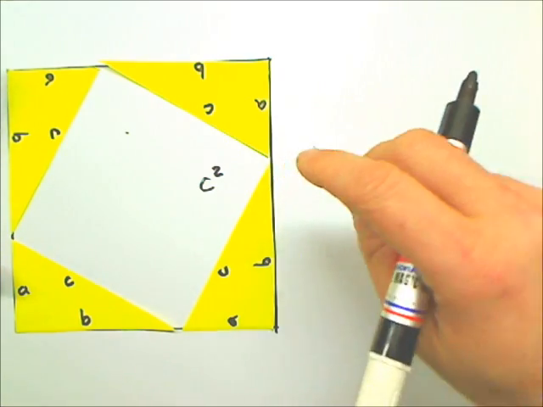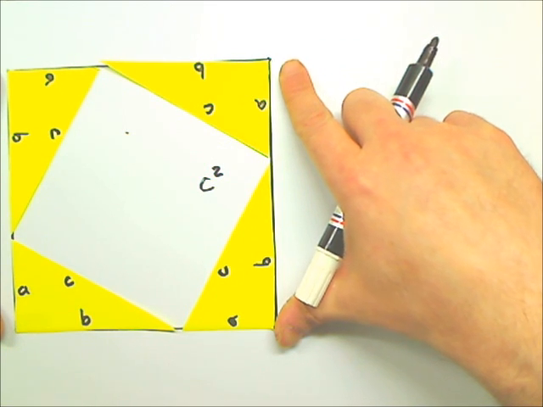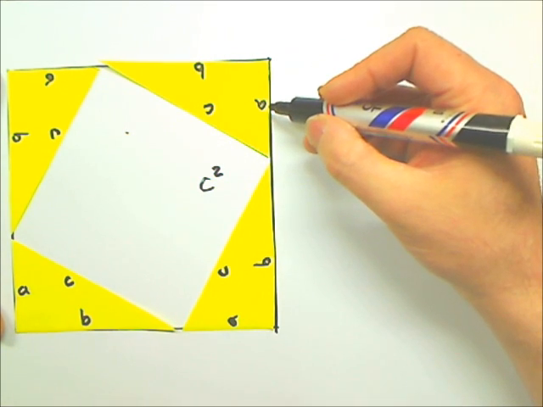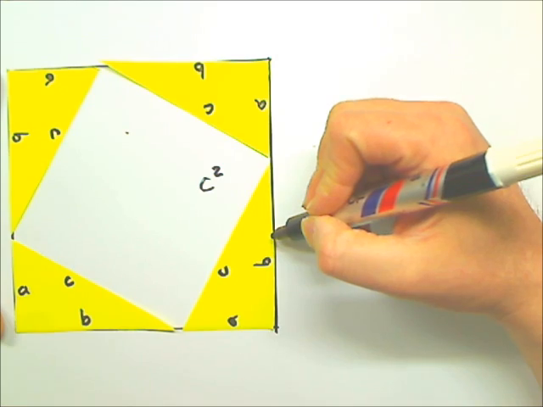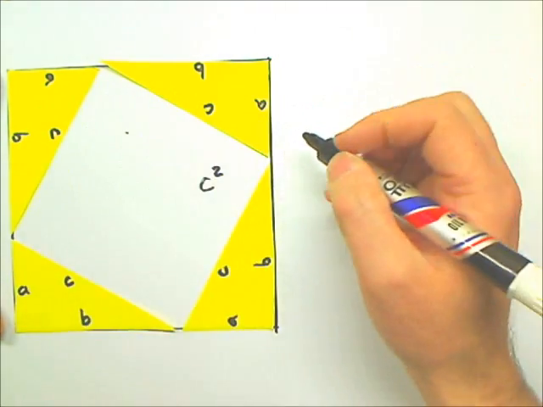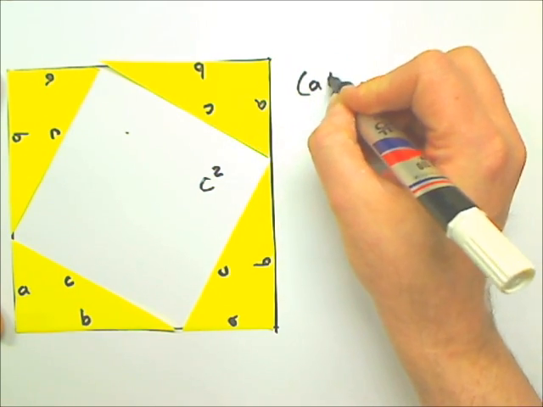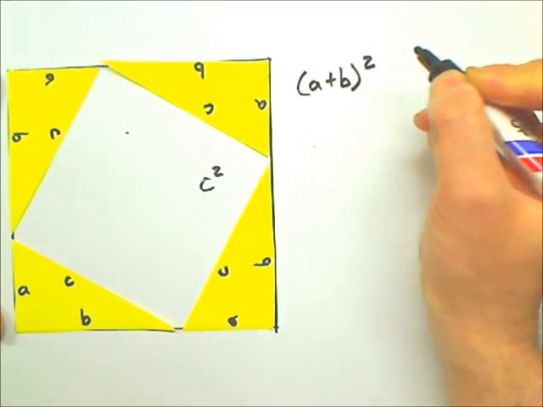Question number 2. What is the area of the big outside square? Well, we've got a different side length, which is A plus B, right? And that's true on all sides. A plus B, A plus B, A plus B, A plus B. So that, if we square that, we get (a plus b) squared, yeah?